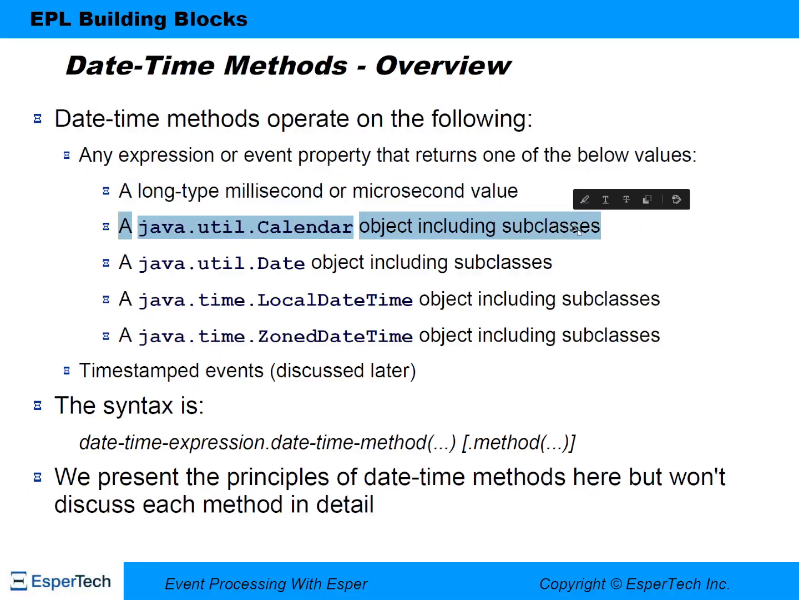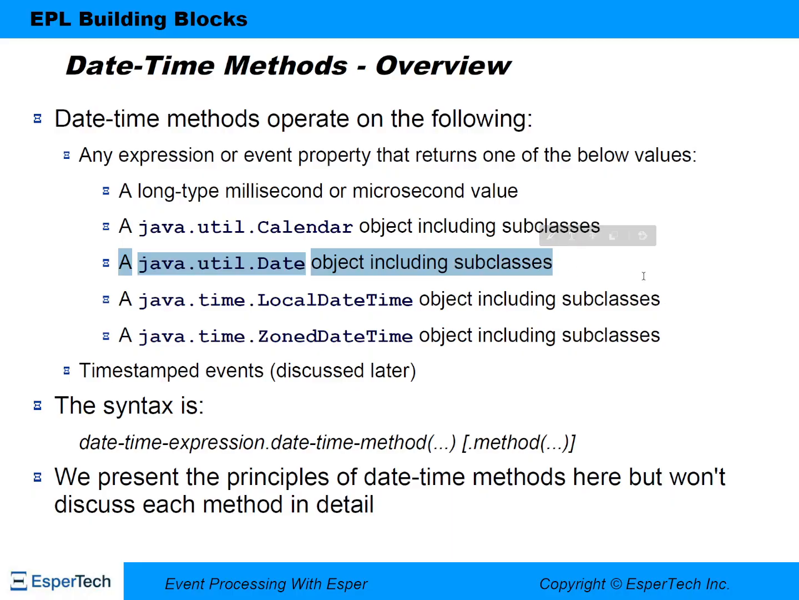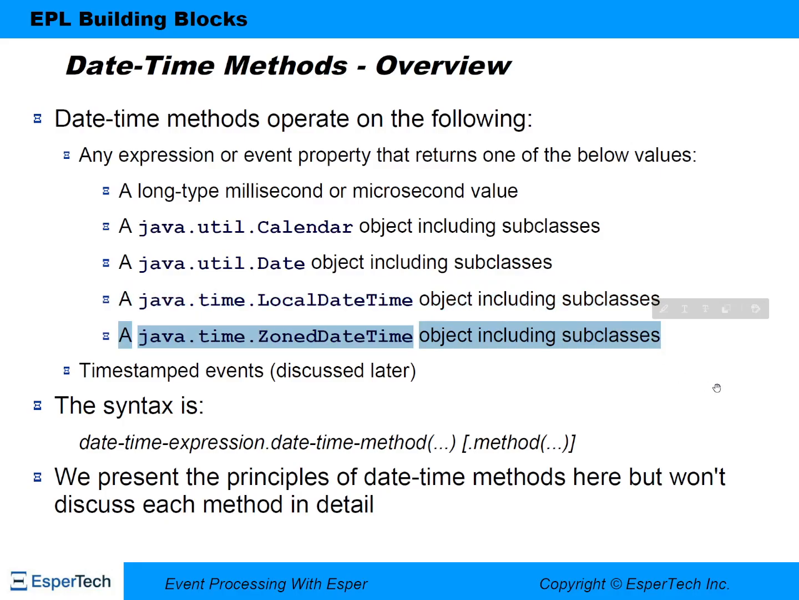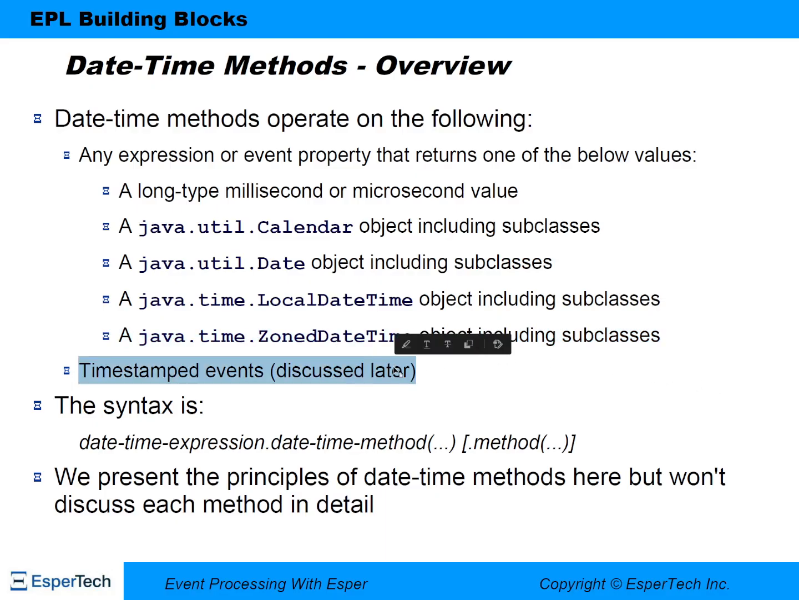A java.util.Calendar object including subclasses. A java.util.Date object including subclasses. A java.time.LocalDateTime object including subclasses. A java.time.ZonedDateTime object including subclasses. Datetime methods also operate on timestamp events. Please see the next few slides.